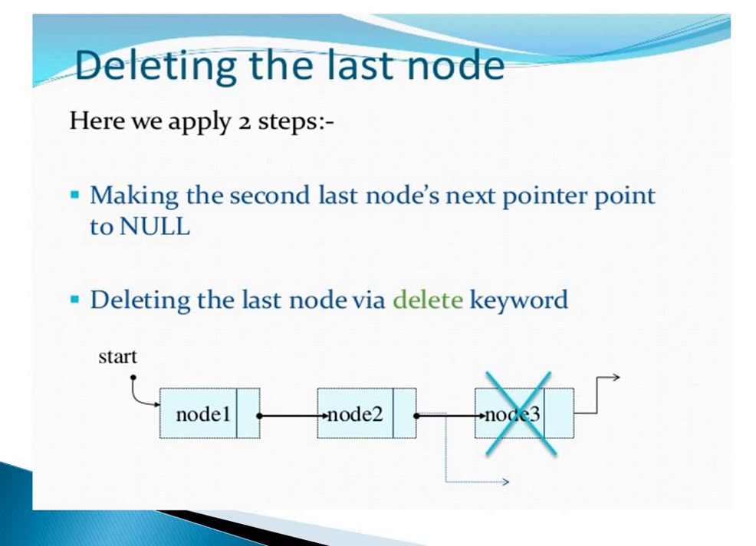Now deleting the node from the last. Make the second last node's next pointer point to null. Why? Because in other cases the last node always points to the null pointer. But if I want to delete this node, it will be removed, so the second last node will point to the null pointer. So we delete the last node via the delete keyword. This is the procedure here. After removing the last node, the second last node will point to the null pointer.